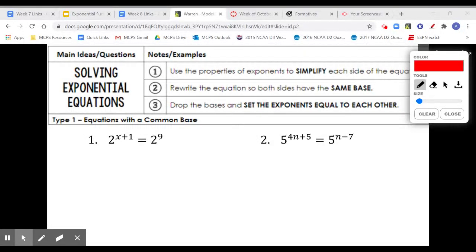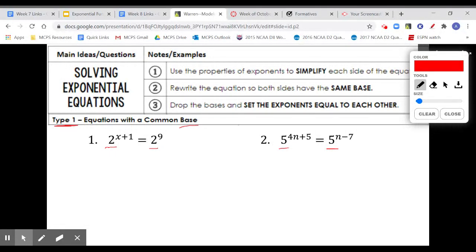Before we even get started, I want to remind us about what type of language we use when we talk about exponentials. Right here it says that this is our first type of equation, and they are equations with a common base. A base is really just the number that's being raised to an exponent. In example number 1, I'm raising 2 to the x plus 1 on the left and 2 to the 9 on the right. So 2 would be my base. On the right of the page, number 2 has a base of 5 on both sides because 5 is the number being raised to the exponent.